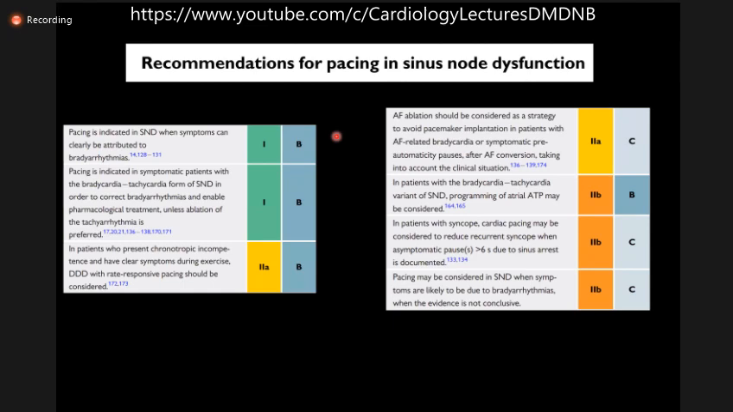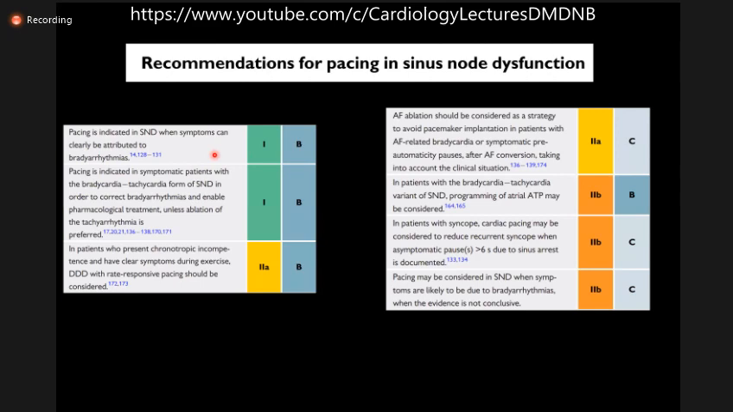The clinical context has already been set, and now we just come to the hardcore recommendations per se. I think pacing is definitely indicated in sinus node dysfunction when the symptoms can clearly be attributable to that. I think the guidelines have remained fairly stable in that regard, with a high level of evidence of 1B.